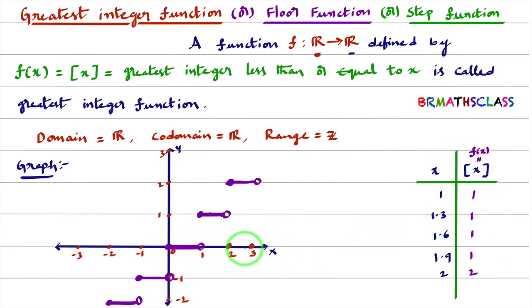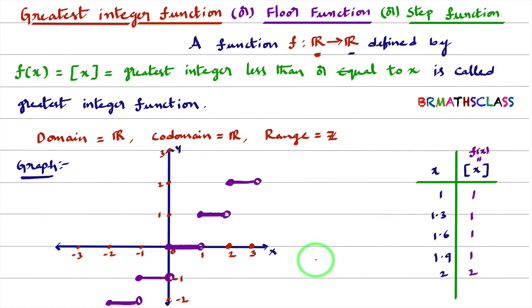Just to explain how we will get this graph, I took some of the x values. How does the greatest integer function look? It looks like floor steps. And this left side part is a closed circle, right side part is an open circle. I hope you understand this class.